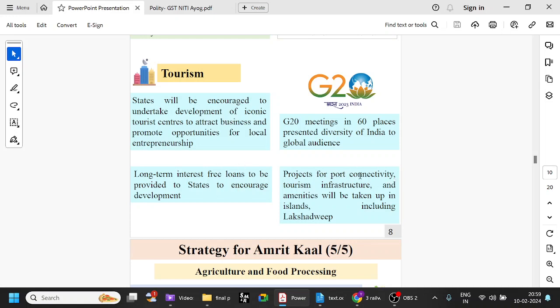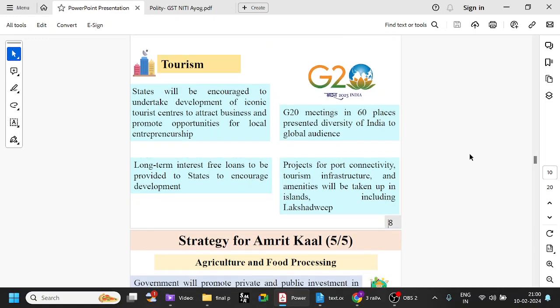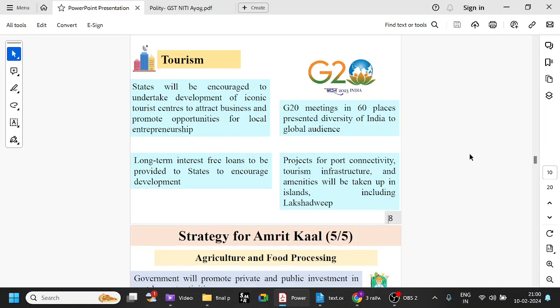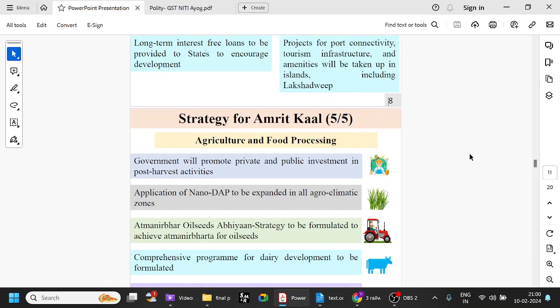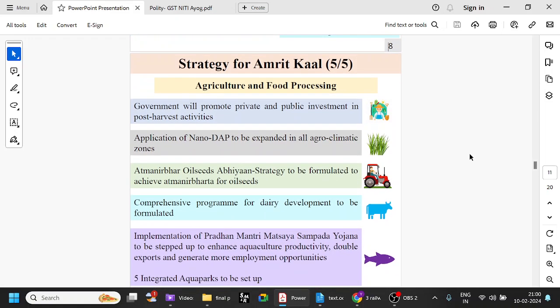Projects for port connectivity, you can say Sagarmala, the scheme of Sagarmala, tourism infrastructure, etc. Lakshadweep also has had increased focus recently. The capital of Lakshadweep is Kavaratti, and Lakshadweep should come to your mind when it is percentage of forest area: which union territory has the highest forest cover, it is Lakshadweep. If you remove union territories, it is Mizoram. If it is not percentage and you consider actual area, then it is Madhya Pradesh. Try to remember all that. Madhya Pradesh has the highest forest cover in terms of area.